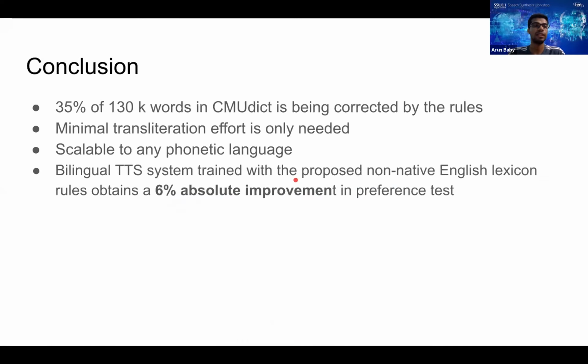In conclusion, we can say that around 35% of the 130K words in the CMU dictionary are being corrected using these rules. That means a major chunk is corrected, even though this set of rules that we have identified is not an exhaustive set. Only minimal transliteration effort is needed. We have identified only 2K most commonly used English words, and this can be scalable to any phonetic language. And here we could see a 6% absolute improvement in the preference test. Thank you.